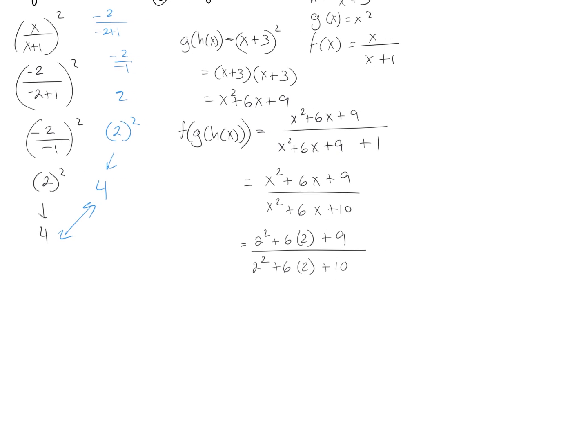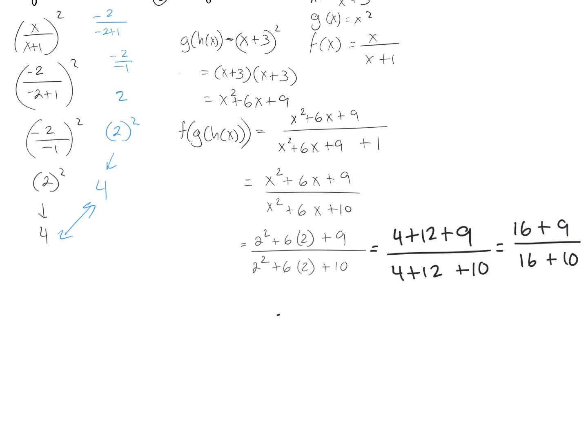So that's going to be 4 plus 12 plus 9 over 4 plus 12 plus 10. So that's going to give us 16 plus 9, 16 plus 10. So we're going to end up with 25 over 26.